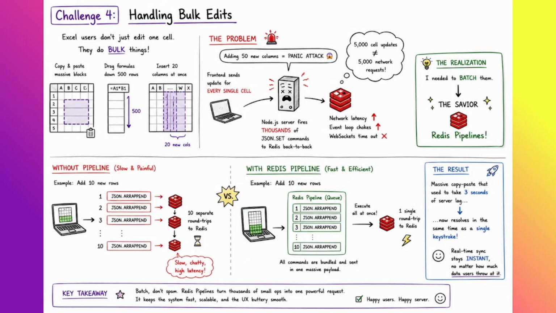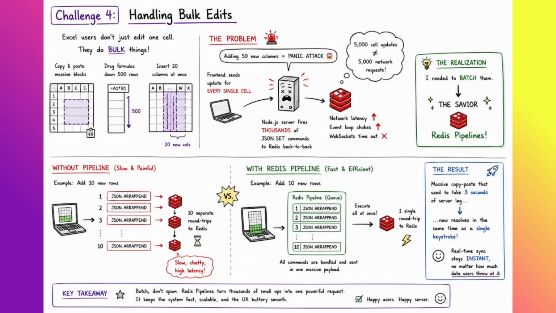When I first tested adding 50 new columns, my server basically had a panic attack. My frontend was sending an update for every single new cell, and my Node.js server was firing thousands of individual JSON.SET commands to Redis back to back. The network latency skyrocketed, the Node.js event loop choked, and the WebSocket connection started timing out. I realized I couldn't treat 5000 cell updates as 5000 separate network requests. I needed to batch them.